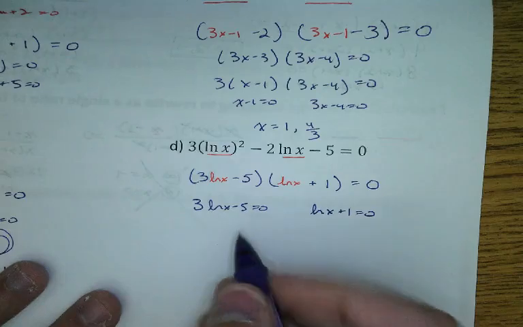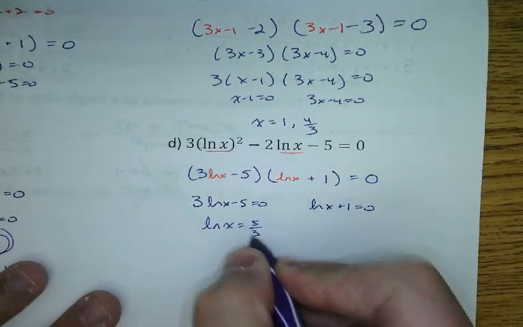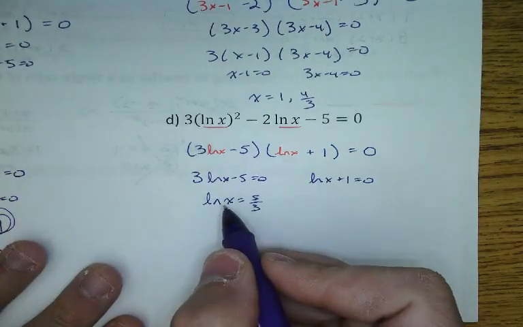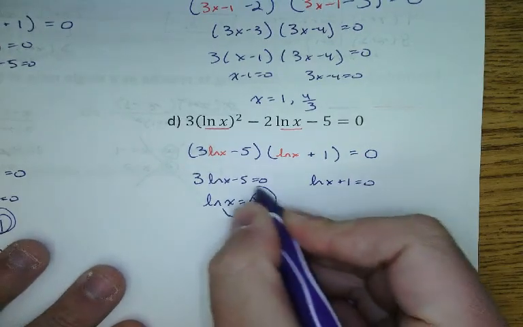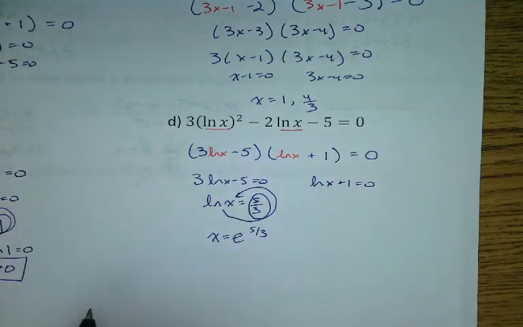So for this first one, we're going to add 5 to both sides and then divide by 3 at the same time. Are we cool with this being 5/3? And then how do we get rid of the ln? Loop it. ln has a base of e, so it's going to be x equals e to the 5/3.